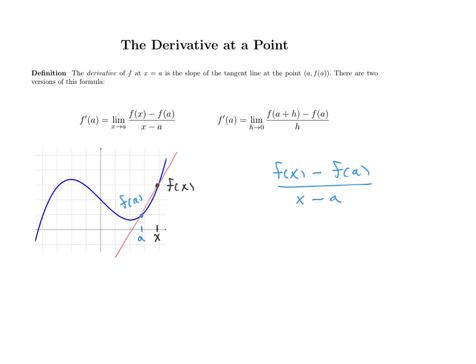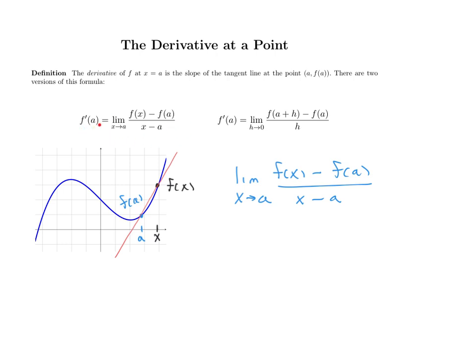And this thing here is an estimate of the slope of the tangent line. How did we get a better estimate? We took this value of x and moved it closer and closer and closer until we got to a. What does that mean in terms of limits? That is the limit as x approaches a. And that's what this formula says here.